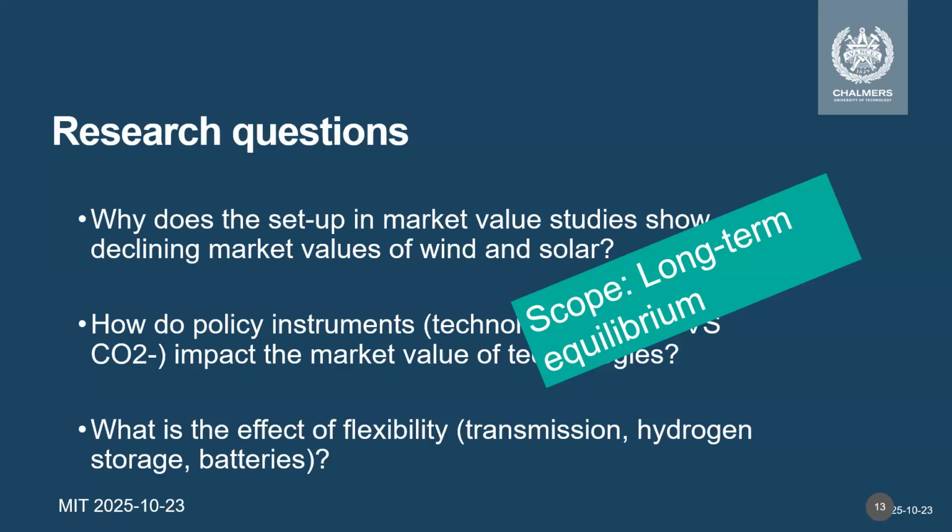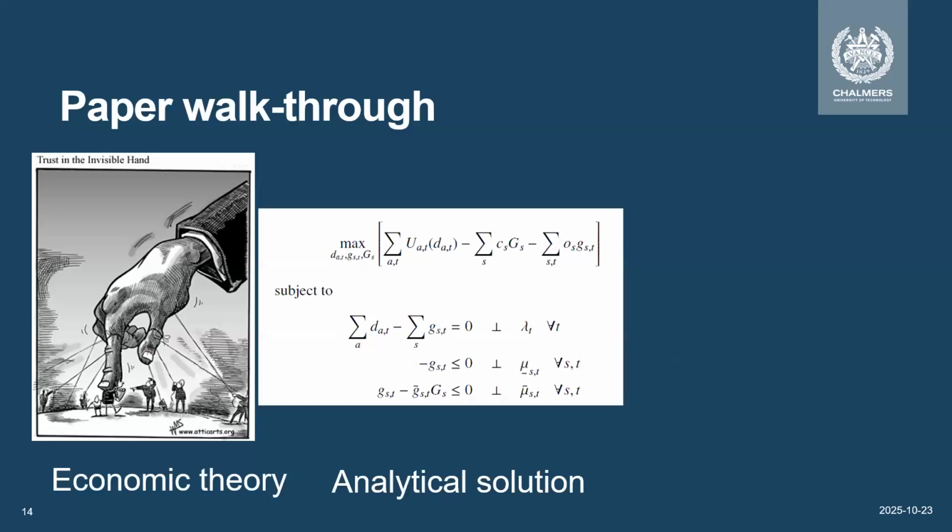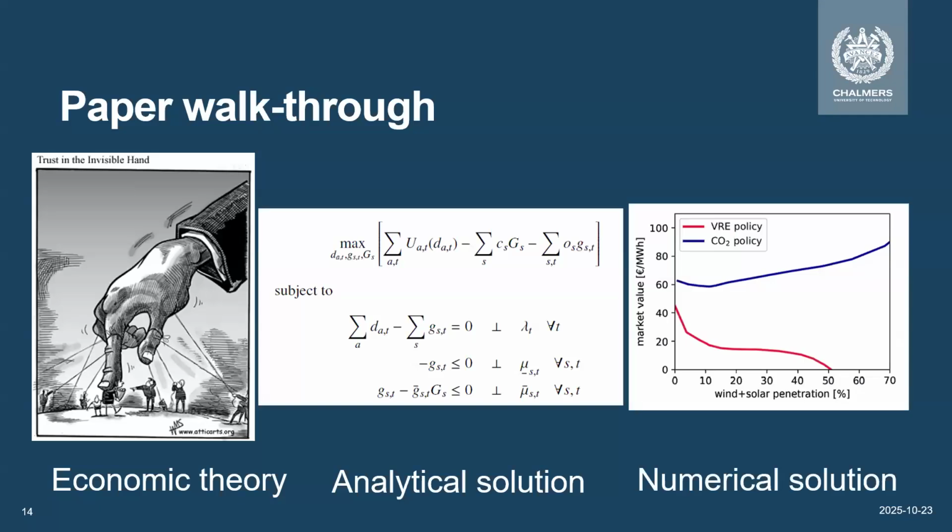And just to say that the scope here is long-term equilibrium. So we're looking at equilibrium markets, which I will come back to towards the end, is not the case for many markets today, but that's the scope of our study, because it's been claimed that this also happens in long-term equilibrium. So the paper consists of three parts. One is just very simple economics 101 reasoning. And then there's some math, an analytical solution of this problem, proving what the market value is. And then we implemented it in a model, so there are some numerical results.